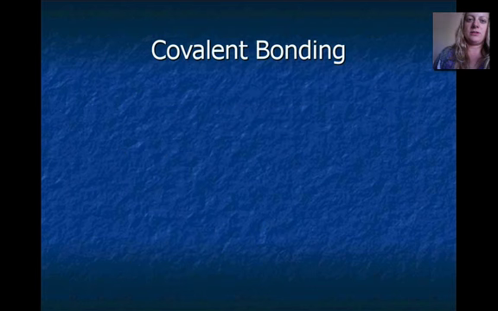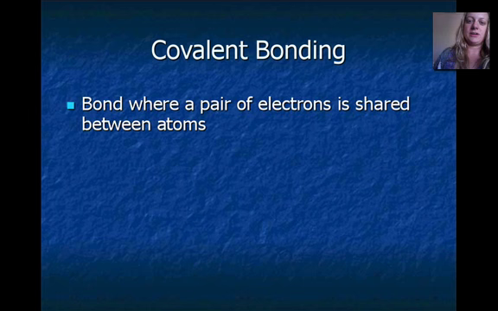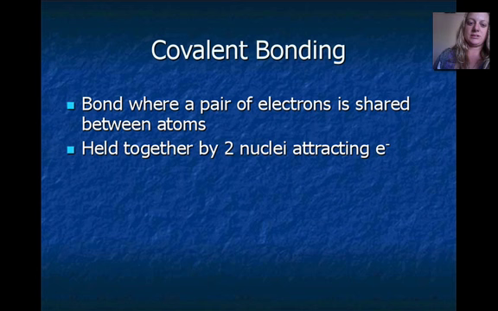All right, so let's move to covalent bonding. Now I've talked a little bit about covalent bonding in general, and this is when the electrons are going to be shared. Nobody's going to have to give up electrons or take electrons. They're going to share electrons. These are going to be held together by the two nuclei, so that's the nucleus, those are the protons, being slightly attracted to the electrons.